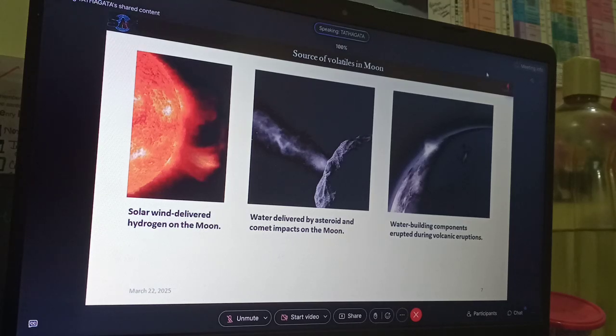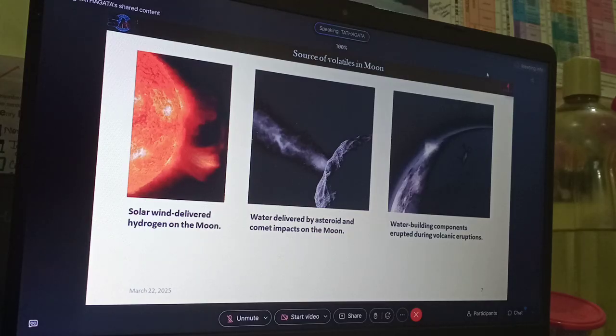and it is impacted on the lunar surface, the moon surface, actually tracking the solar winds. So these H+ ions are actually the source of water, which is reacting with the minerals in the moon surface, or moon sand or moon soil, that is called regolith, and it is forming water or hydroxyl molecules.